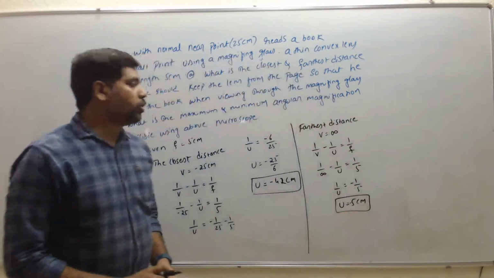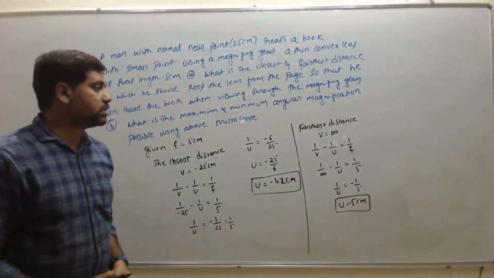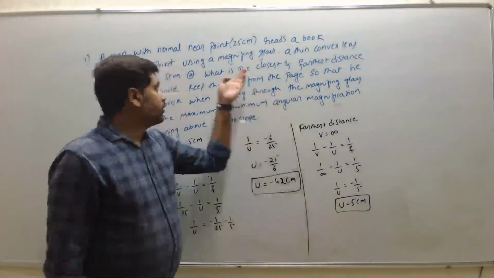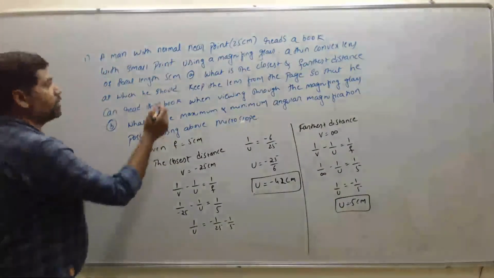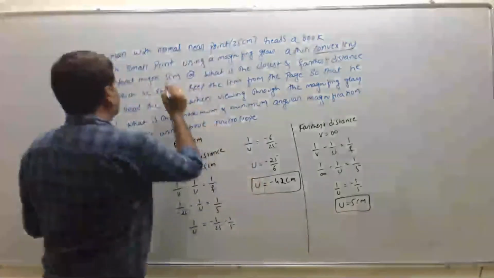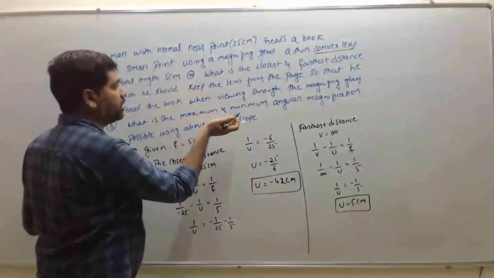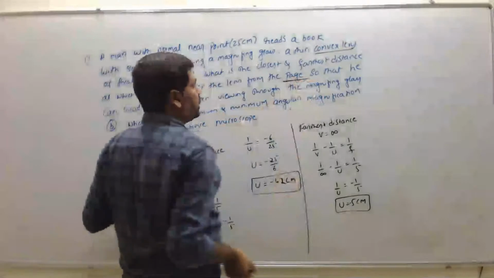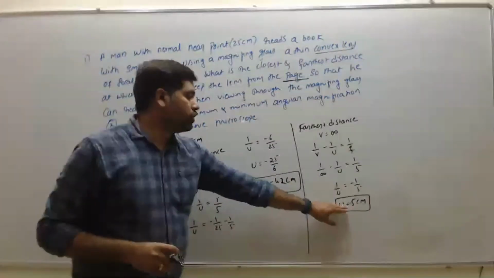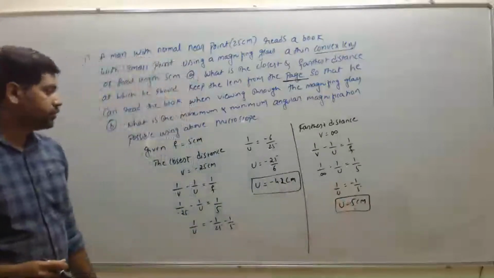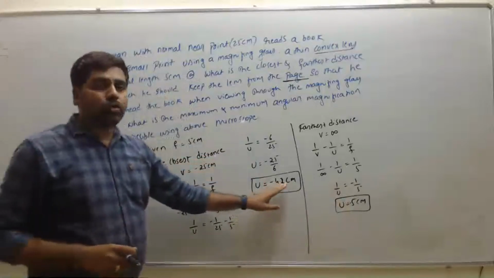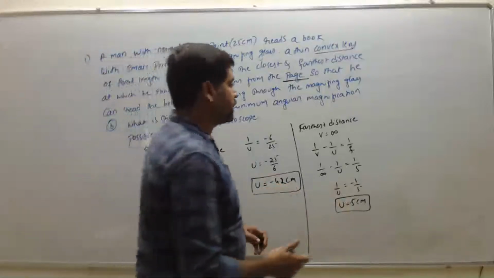So this is the object distance for the farthest distance, that is the distance between the book, the page, and the convex lens. So this is the convex lens, and he is reading the page. From page to the convex lens, for the farthest distance, u is equal to minus 5, and for the closest distance u is equal to minus 4.2 centimeter.